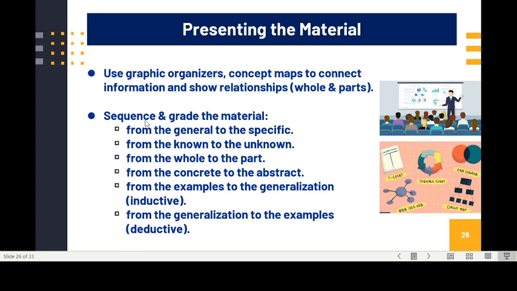We should sequence, this is the order of the topics, and grade when we put them in order from the easiest to the most difficult. So what we do, we sequence and grade the material from the general to the specific, from the known to the unknown, from the whole to the part, concrete, abstract, from the examples to the generalization or the rule or generalization to the examples.